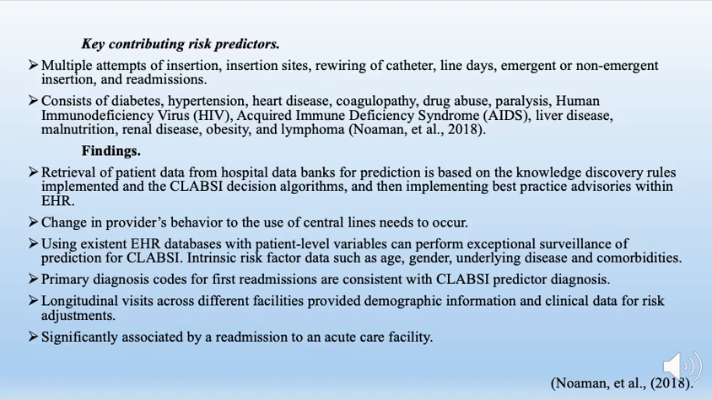Some of these risk factors that are intrinsic are age, gender, and underlying disease and comorbidities. Primary diagnosis codes for first readmissions are consistent with CLEBC prediction diagnoses. Longitudinal visits across different facilities provided demographic information and clinical data for risk adjustments, significantly associated with a readmission to an acute care facility.